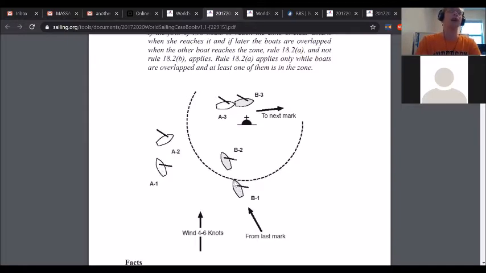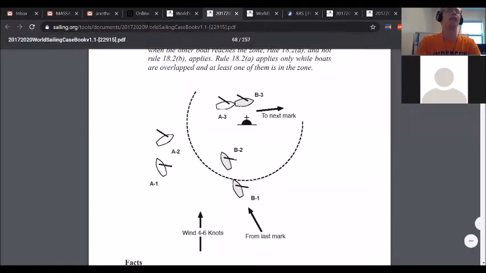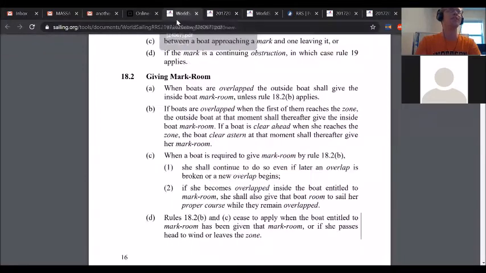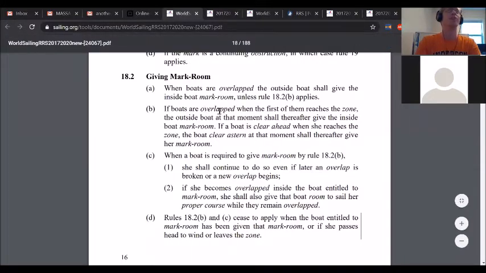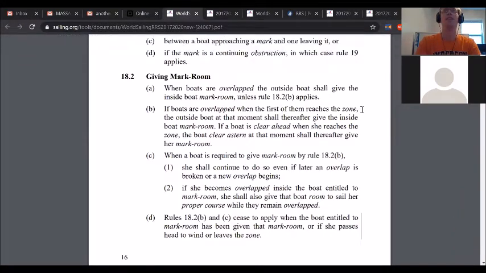Also, boat B has just entered the zone. So right here, position 1, we take our snapshot. Now, if we look at 18.2b, first sentence, what does it say? If boats are overlapped when the first of them reaches the zone, but they're not overlapped and the first of them has reached the zone. So here's where part B does not apply. So suddenly we do find ourselves back to part A.